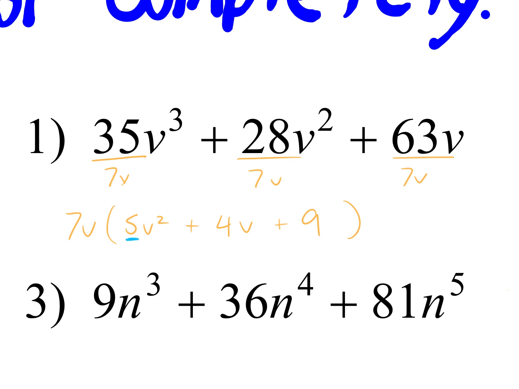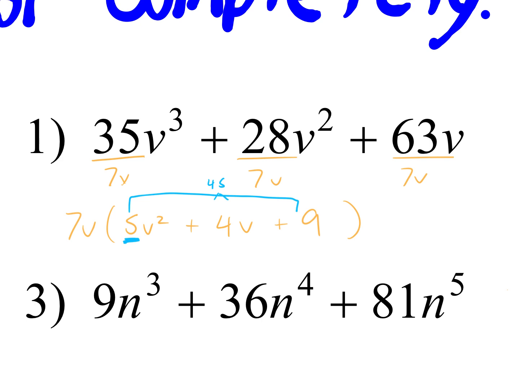When factoring, if we have a leading coefficient that's not 1, what do we do? Multiply the first times the last. So 5 times 9 is 45. Do we have two factors of 45 that add to 4? 9 is negative. What's 9 times negative 5?